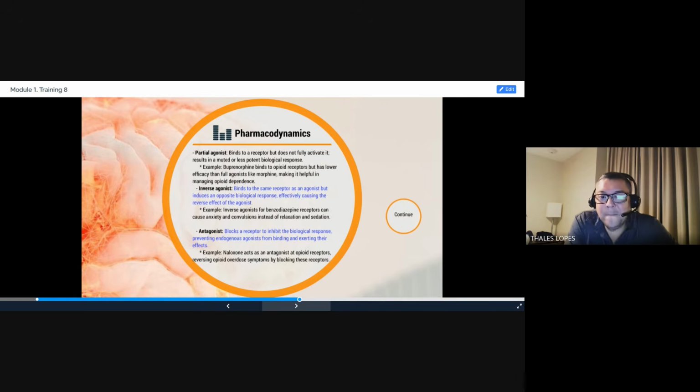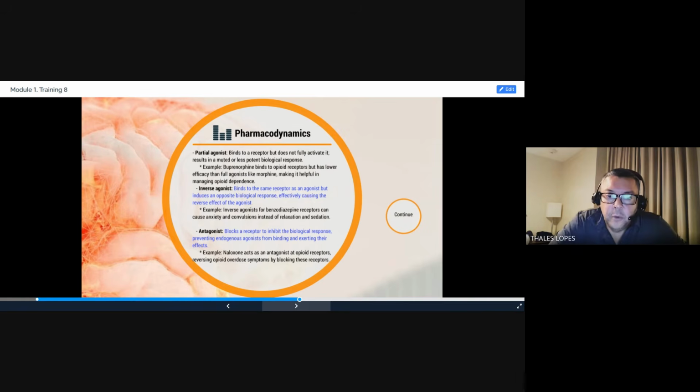So it binds to a receptor, but does not fully activate it. Let's say the receptor goes up to 10. When you have a partial agonist, it goes up to 5. It results in a less potent biological response.